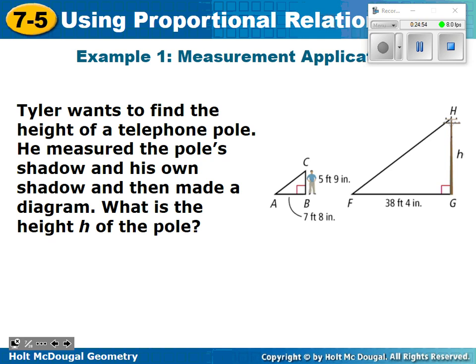Okay. So here is an example where Tyler wants to find the height of a telephone pole. He measured the pole's shadow and his own shadow, and then he made a diagram. So again, if that sun's shining down, we've got shadows, and these angles are going to be congruent from where the sun is. So if we're standing parallel to it.